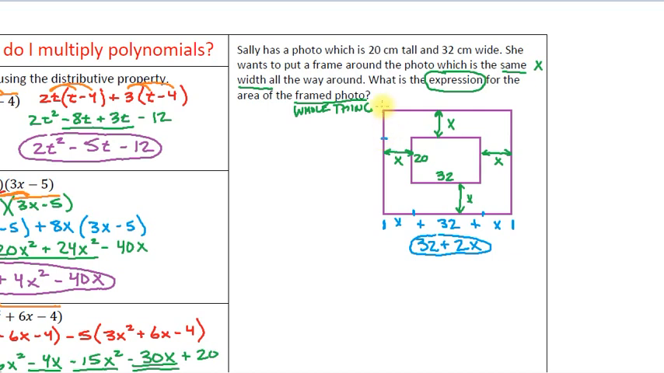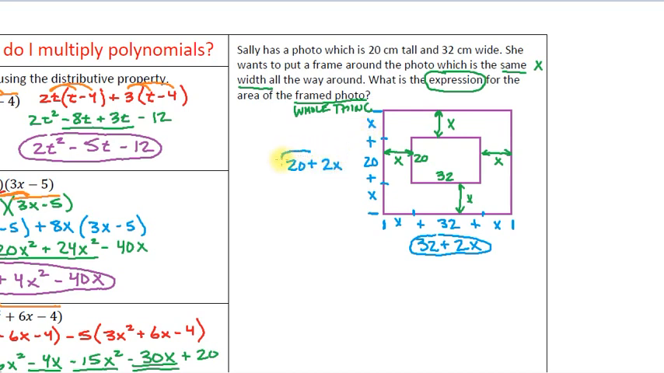Take a look at this. If you want to know how far it is from here to here, we know that this part right in the middle is the same as the height of our picture, which is 20. And we know this length right here is x. That's the width of our frame, and this is also x. So when you look at this, the height of the whole thing is x plus 20 plus x, which is 20 plus 2x.